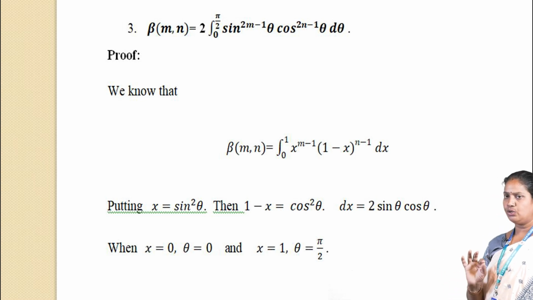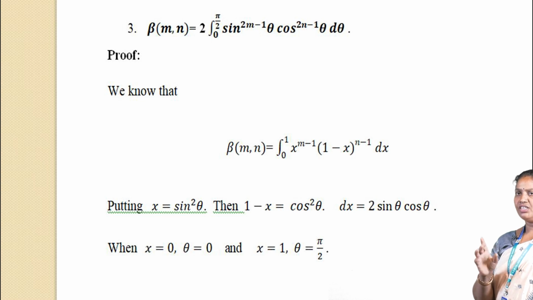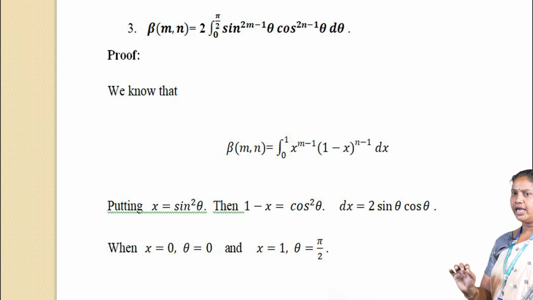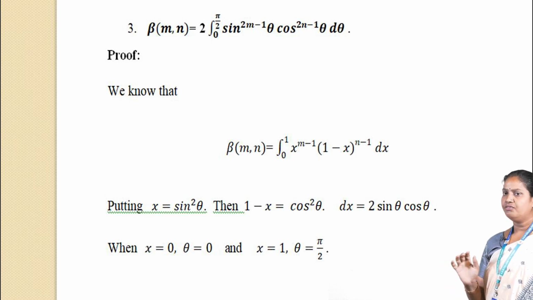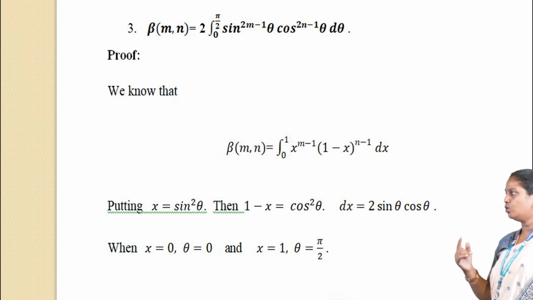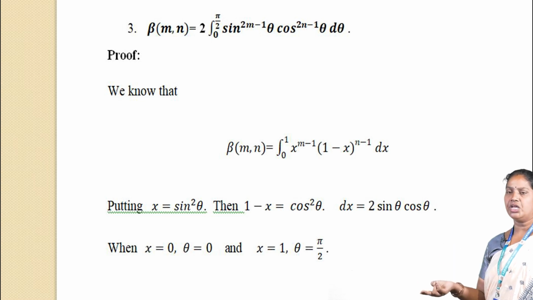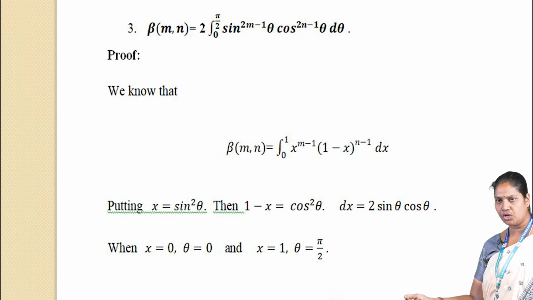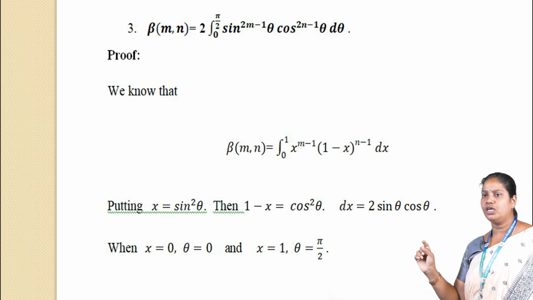So here we are going to use the substitution method. What is the substitution? Here we have a trigonometric function, so let us take x equal to sin square theta. We know that there is a famous formula, cos square theta plus sin square theta equal to 1. So 1 minus sin square theta will be cos square theta. So 1 minus x will be 1 minus sin square theta, which is equal to cos square theta.